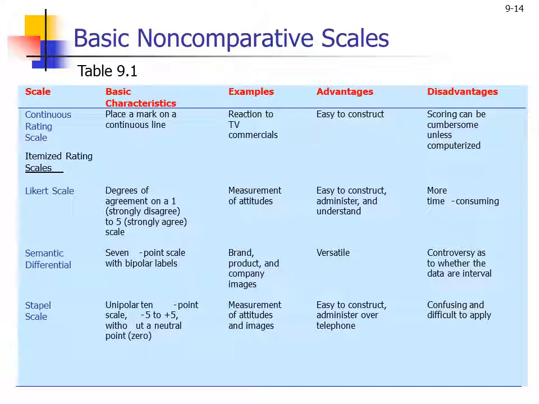Then we have some basics about the non-comparative scales, including some examples of the scales: the continuous rating scale, the itemized rating scales, Likert scale, semantic differential scale, and the Stapel scale. Every scale has basic characteristics and some examples. This table shows the advantages and the disadvantages of these non-comparative scales.